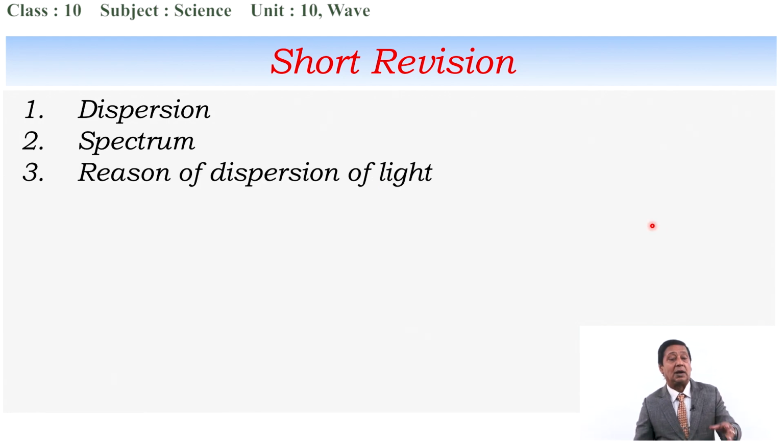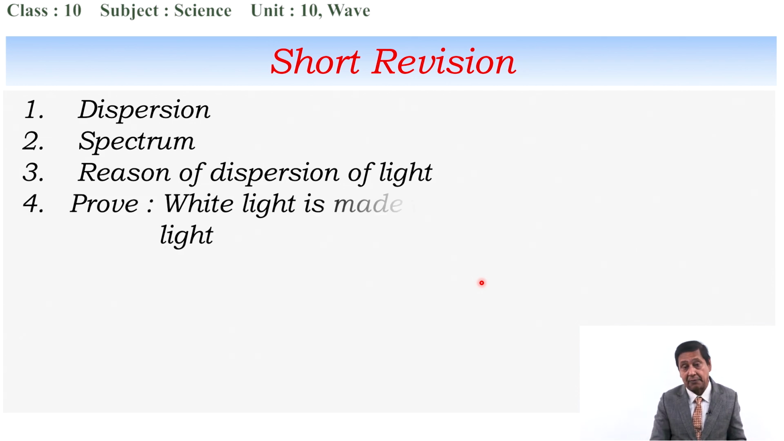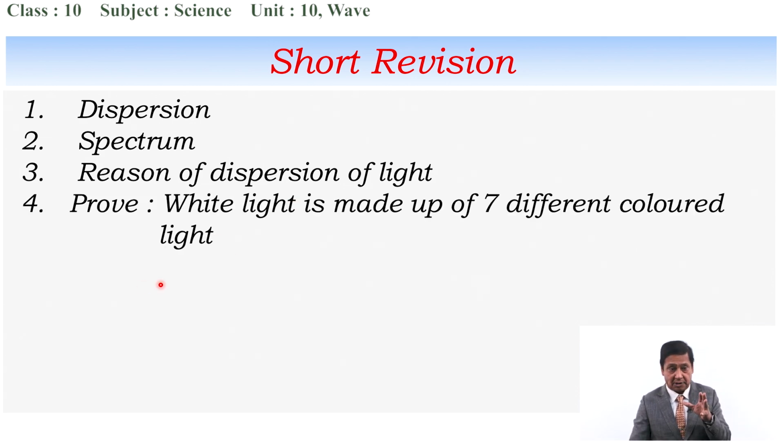And what is the reason for dispersion of light? I told you, white light contains 7 different colored lights, and when it enters the prism, the decrease of velocity of the 7 different colored lights is different because the amount of decrease is different. That's why they separate from each other. This is the reason for dispersion of light.